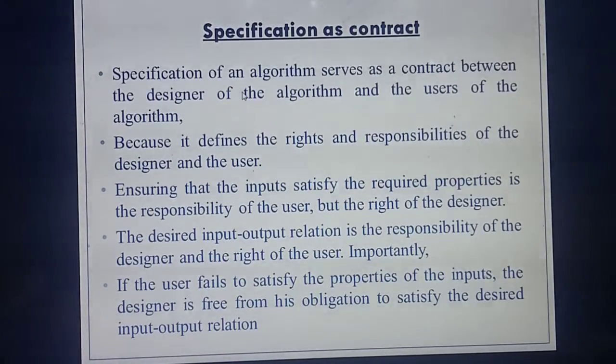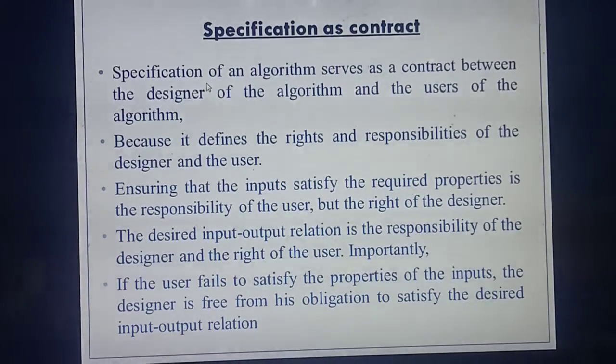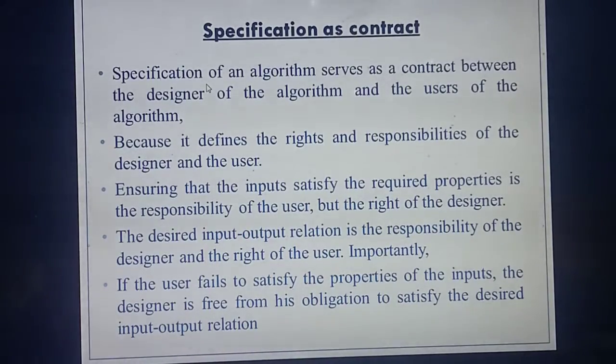So see, specification of an algorithm means it's just a contract between whom and whom? The designer, who is designing the particular algorithm, and who is using the algorithm. For example, the company will release a lot of software. First they will collect the requirements from the user, how the software should be. After getting the requirements, they will design the software. So likewise, it's a contract. Specification of an algorithm means it's a contract between whom and whom? The designer who is designing the algorithm as well as who is using the algorithm.